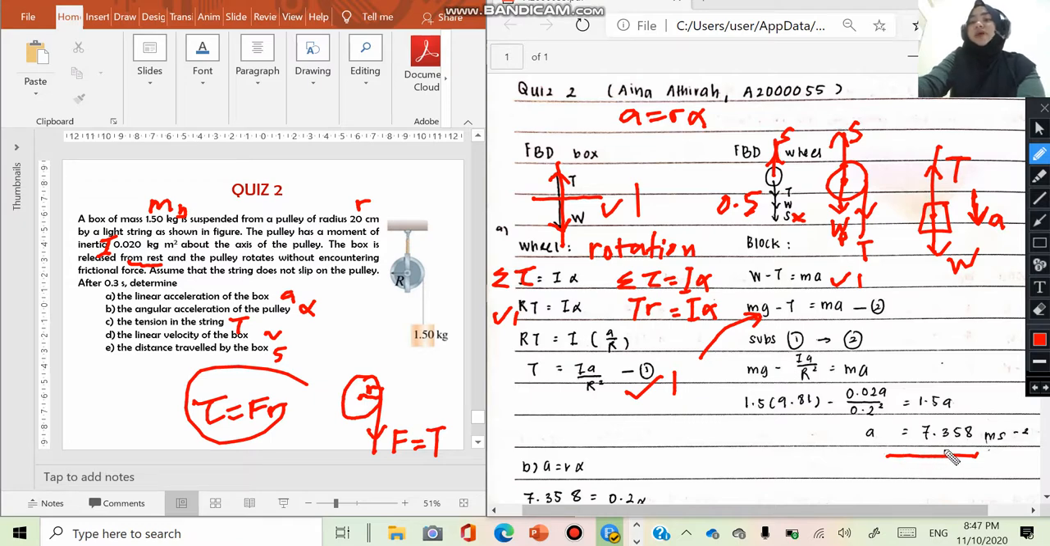A is equal to 7.358 meter per second square. This is the correct answer, with the correct unit. Okay? So far she gets 1, 2, 3, 4, 5, 5.5. She should have gotten 6 but she got 5.5. Okay? Now we proceed to the next question.